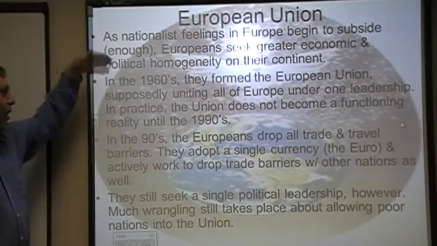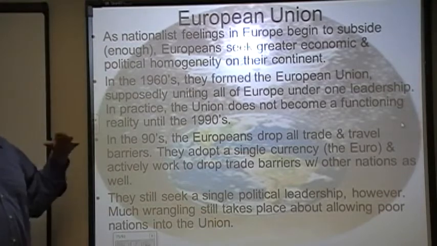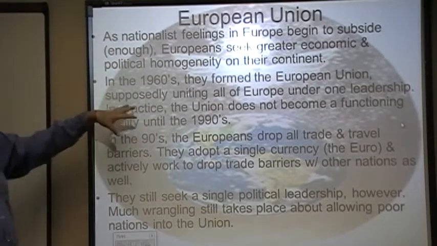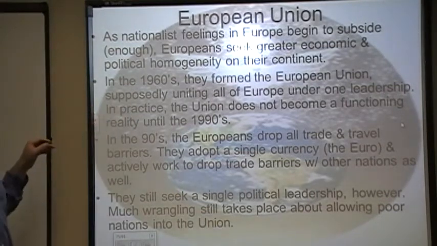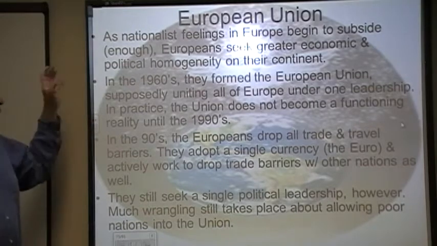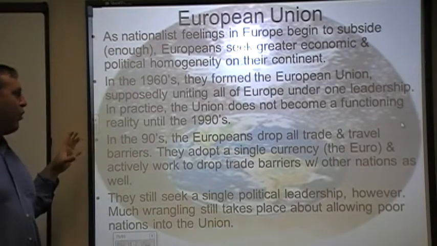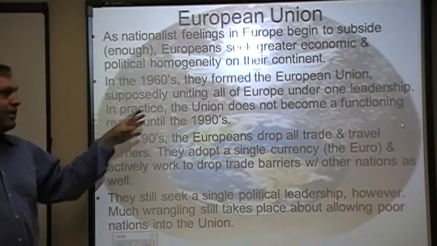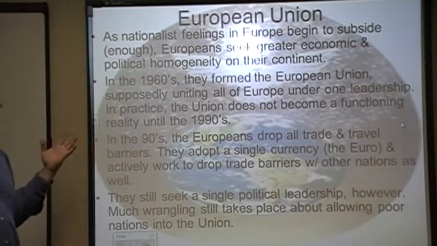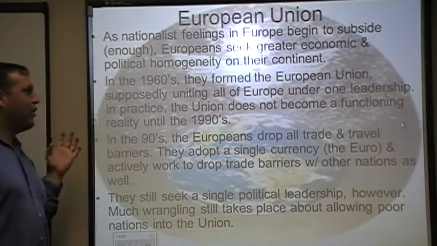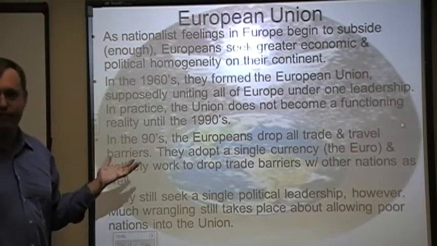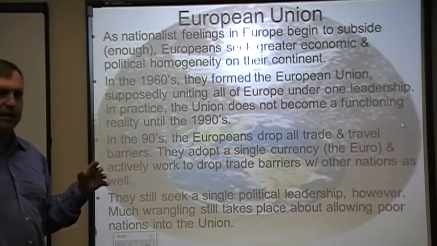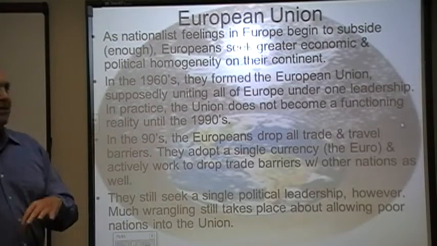So all throughout the latter half of the 1900s, we'll see this movement towards the European Union. It officially gets started here in the 1960s with the idea of uniting Europe under one kind of leadership. The Union doesn't become much of a functioning body, though, until the 1990s. And even today, the European Union isn't a total real thing. I mean, it kind of operates on an economic level. There are certain things that it can do. There's certain things that it can't do.